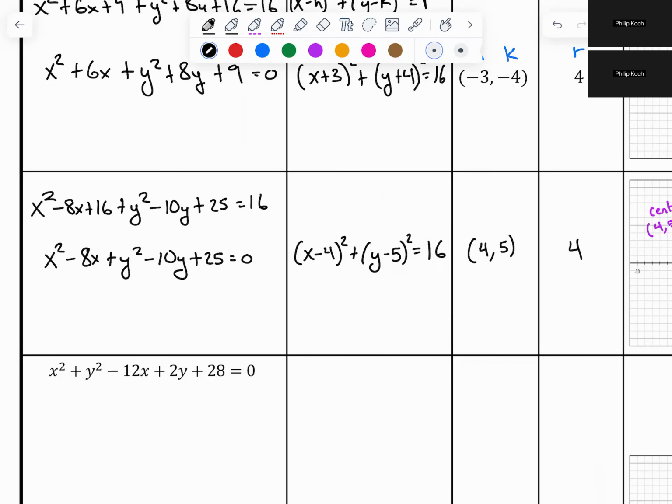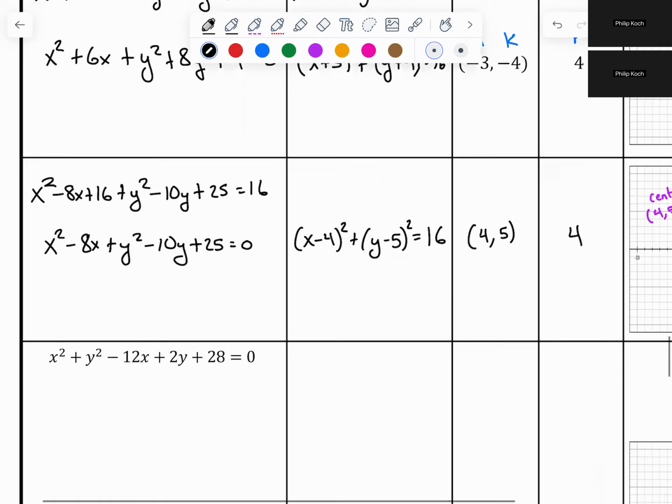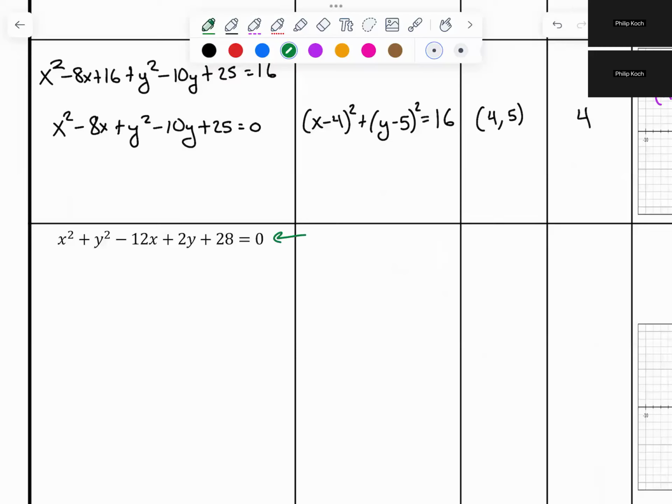Last one's the trickiest one. What if you're given general form? What if you're given the general form and you need to go to standard, because looking at it in general form, it's quite difficult to find out where the center and the radius are. So it's best to convert it to standard form first. And we're going to have to complete the square twice. So we need to complete the square on x and y.